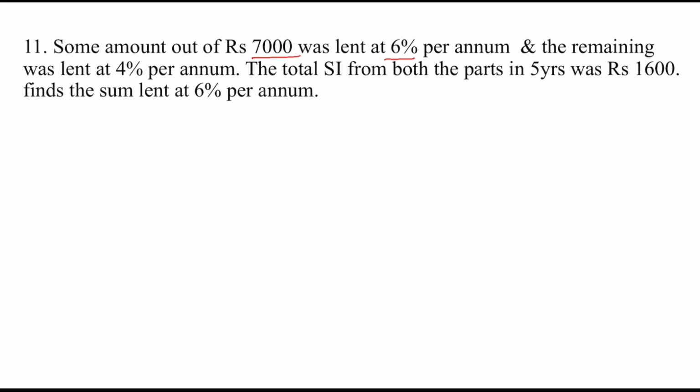Okay, this is the total amount, and one part of this amount was invested at 6% and the remaining was invested at 4%. So the total SI from both the parts in 5 years, how much was it? 1600. So find the sum lent at 6%, they are saying. We'll solve this with two methods. I will discuss both the methods, the traditional method first, how we solve this.